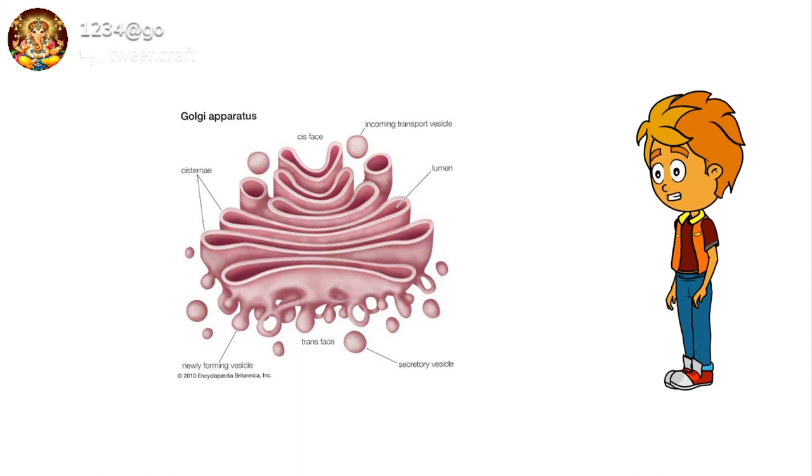Golgi apparatus or Golgi complex or Golgi body. Golgi apparatus originates from endoplasmic reticulum. They are flattened, tubular, layered, membranous, fluid-filled sacs that look like a stack of pancakes. Each of these stacks is known as cisternae. In plant cells, the Golgi body is also known as dictyosome.